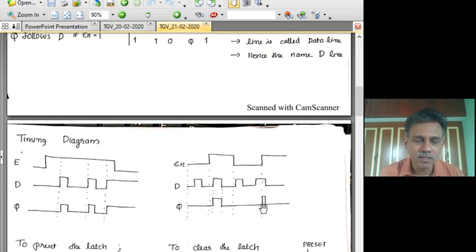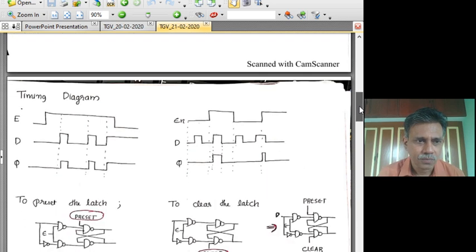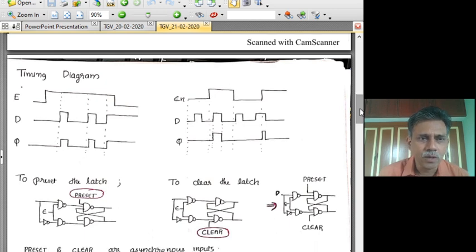So this is the working of the transparent D latch, and it is extensively used in building digital circuits. In fact, the only latch that is extensively used is the D latch. Now what we can do is that we saw that we have one E input which can be used to enable or disable the latch.